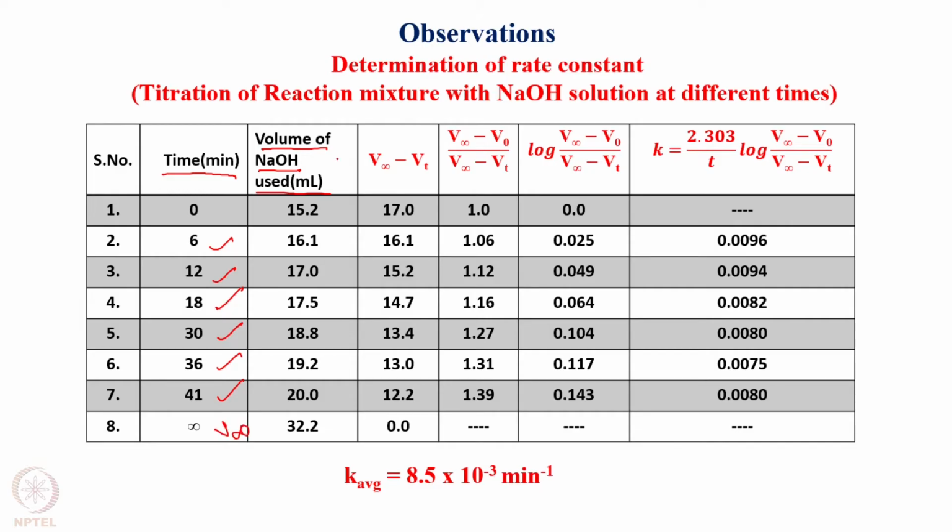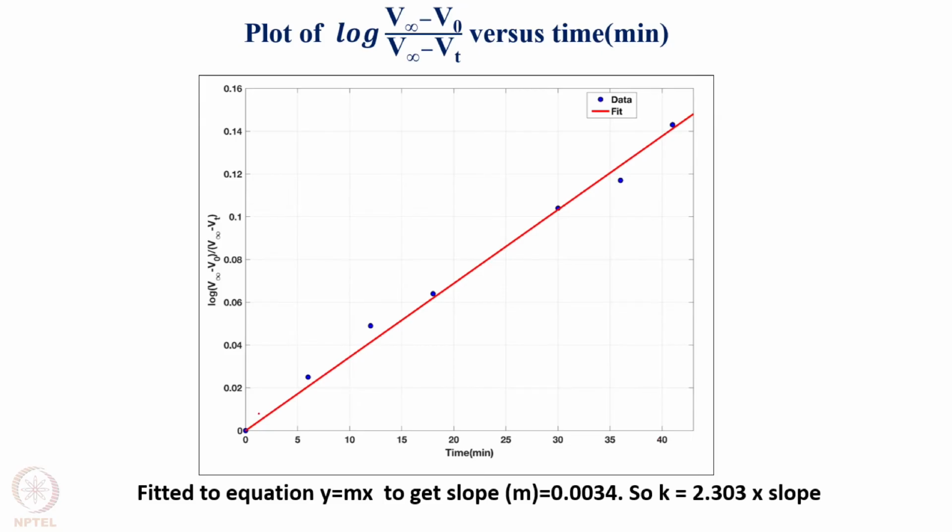So using these values we are calculating the value of V infinity minus Vt, and then we are calculating (V infinity minus V naught) divided by (V infinity minus Vt), and then we are taking the log of these values. The rate constant is given by this expression: k = 2.303/t log (V infinity minus V naught)/(V infinity minus Vt). And then we are plotting the value of log (V infinity minus V naught)/(V infinity minus Vt) versus time.